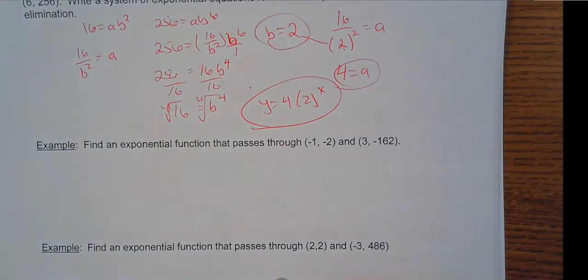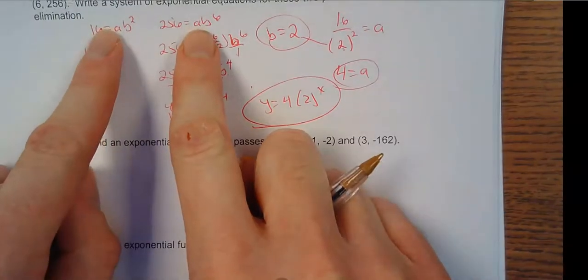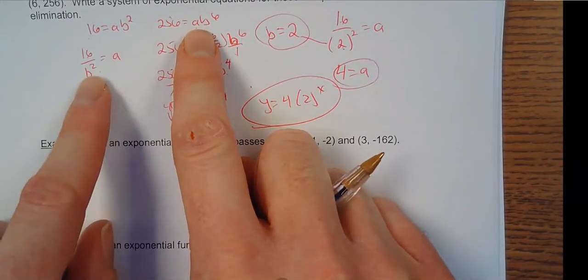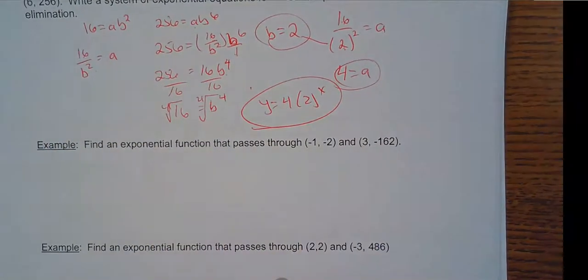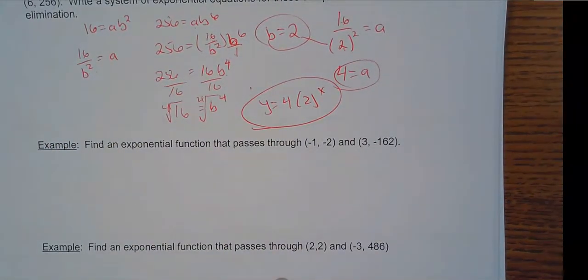Okay. Next one. Now I'm just going to go a little bit faster. It's going to be the same thing. Same process every time. Write them both down. Solve the one with smaller numbers. Solve for a, and then plug it in and solve for b and go from there. So a little bit quicker now.